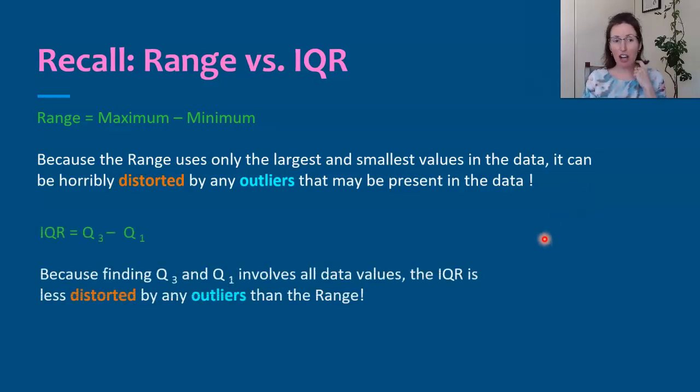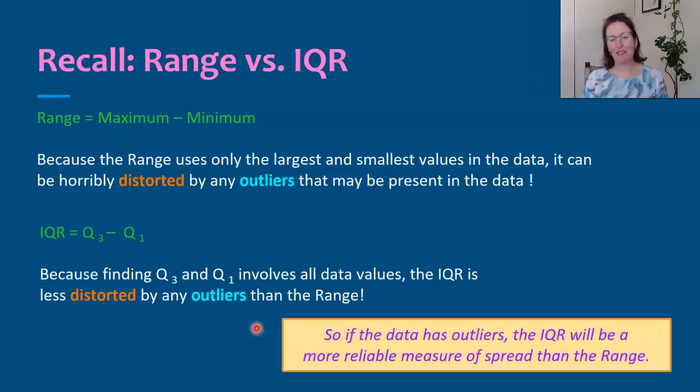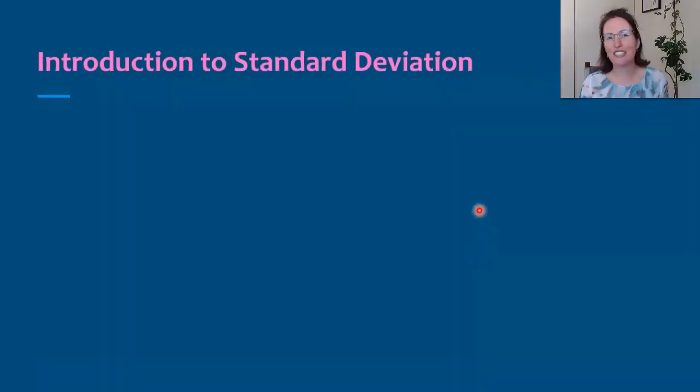The interquartile range, the IQR, is found by finding the Q1 and the Q3. You remember how to do that. If not, go back and have a look at some of those other videos. Now that does involve all of the data values. So that's a better representation, because it's not so affected by those two single values, which would be the maximum and the minimum. But what else have we got? The other comment here is that if the data has outliers, the IQR will be a more reliable measure of spread than the range. And that wording about more reliable, more consistent, that's the sort of language we often use here in statistics. Okay, so standard deviation.